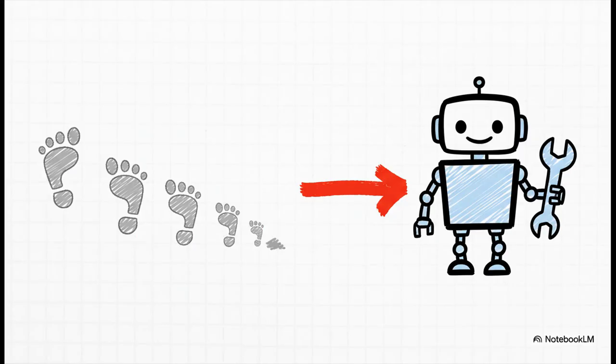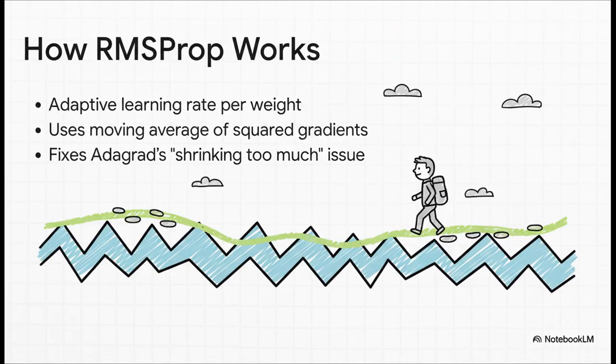We needed a fix. And that fix has a name, RMSProp. So how does RMSProp solve this? Well, it also uses an adaptive step size, but it has this one really clever trick up its sleeve. Instead of just looking at the slope right at its feet, it uses a moving average of how steep the terrain has been lately. It's like it has a better memory. And this one change prevents it from getting overly cautious too fast. It totally fixes Adagrad's big problem and lets our hiker keep on moving towards that goal.